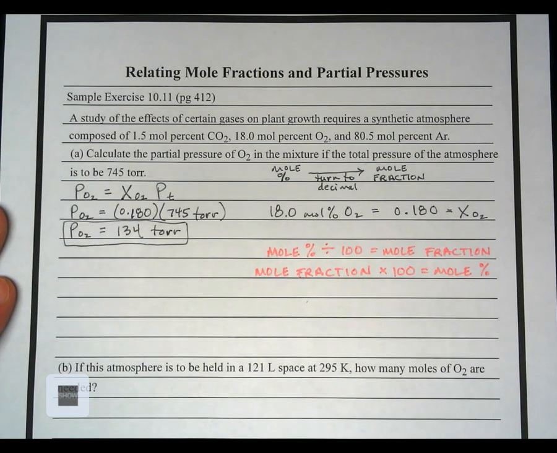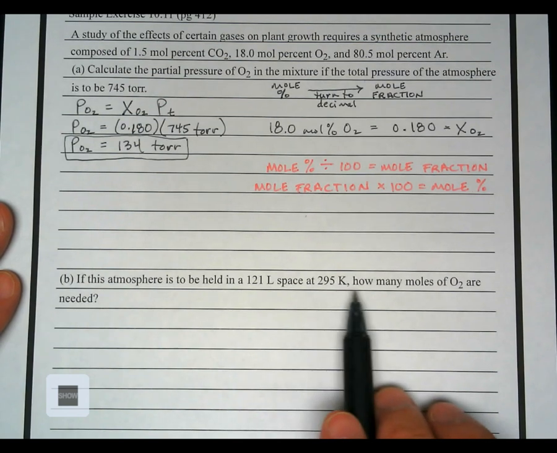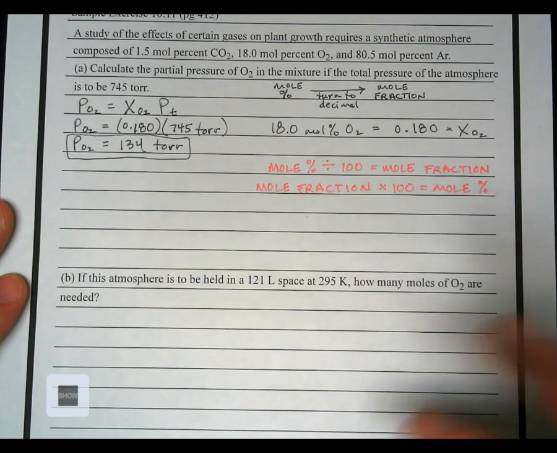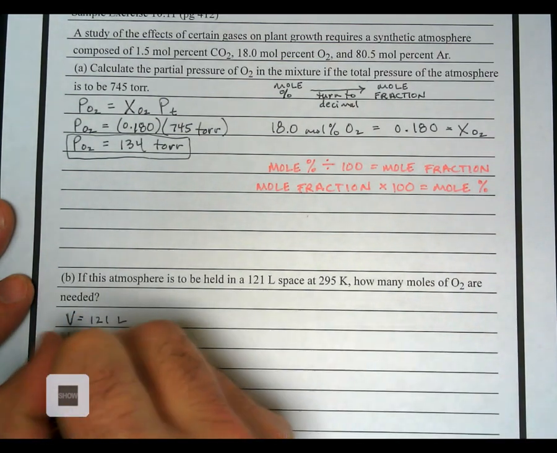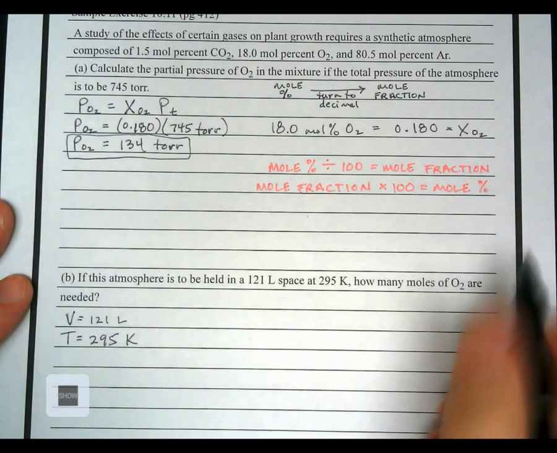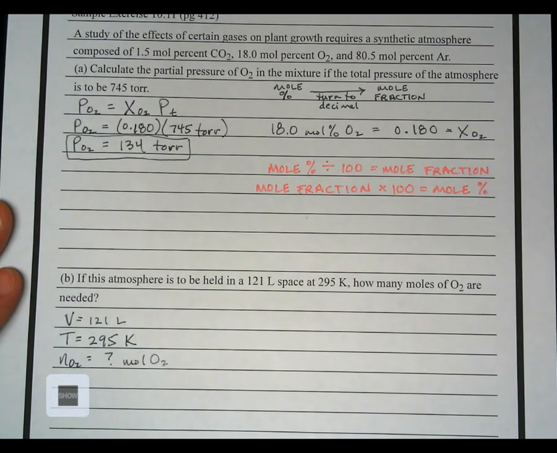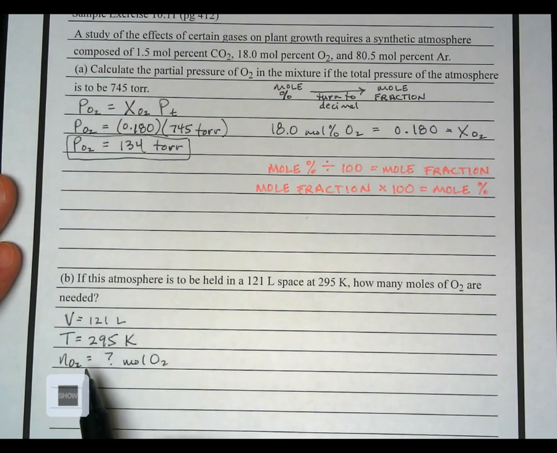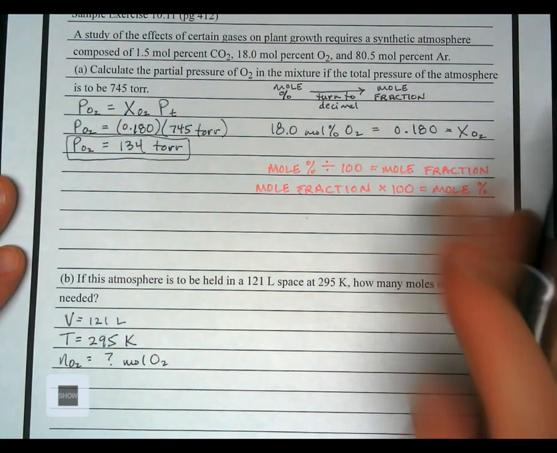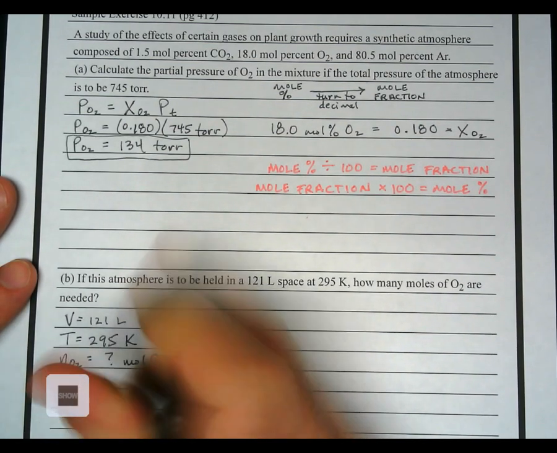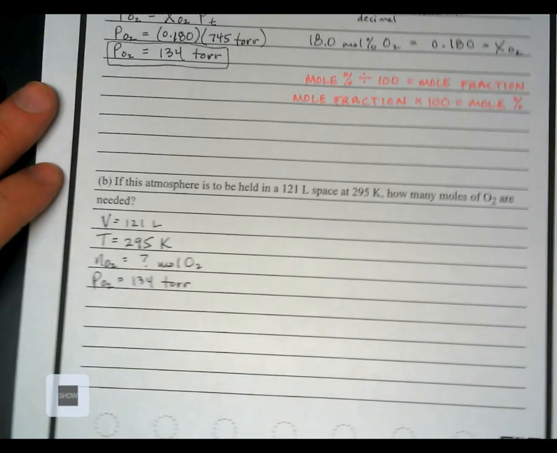All right, let's take a look at part B. If this atmosphere is to be held in a 121 liter space at 295 K, how many moles of O2 are needed? So we've got a volume of 121 liters, a temperature of 295 Kelvin, and we're looking for n of O2, the moles of O2. This is about the atmosphere from above, so we know the pressure of O2, which we found, is 134 torr.